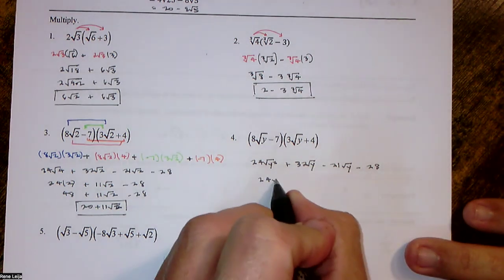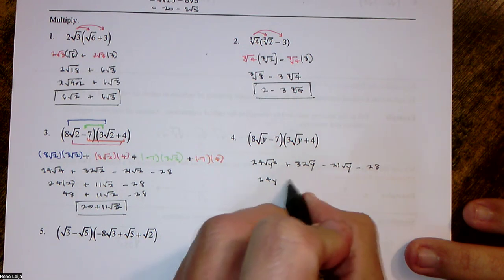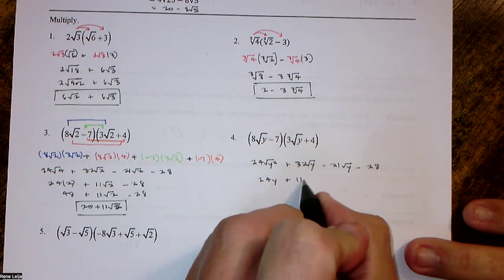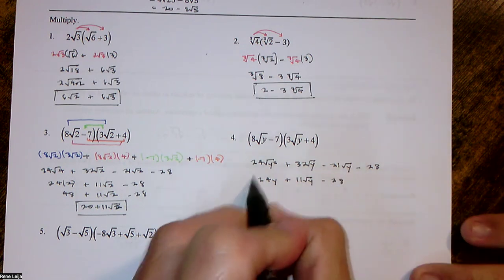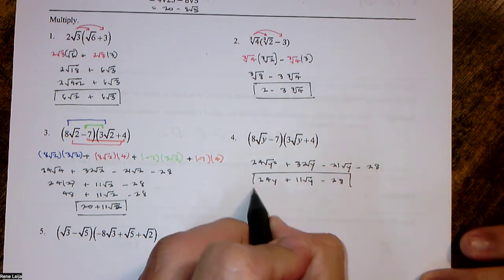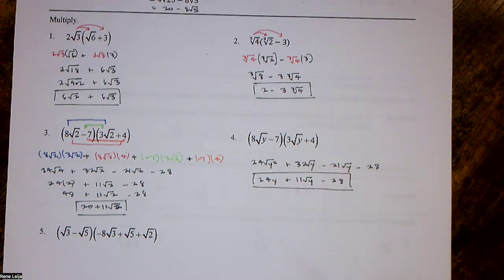So 24y plus 11 square root y minus 28. And that's it. That's as far as we can go.